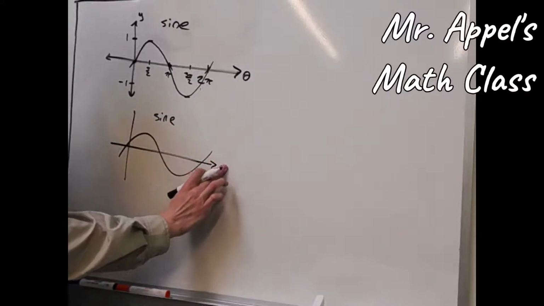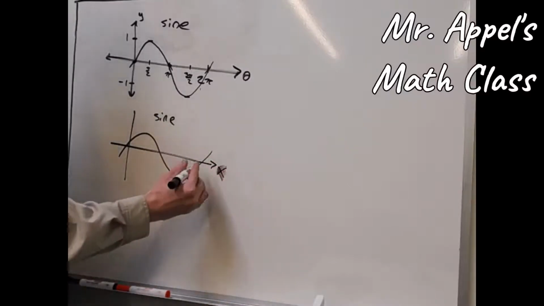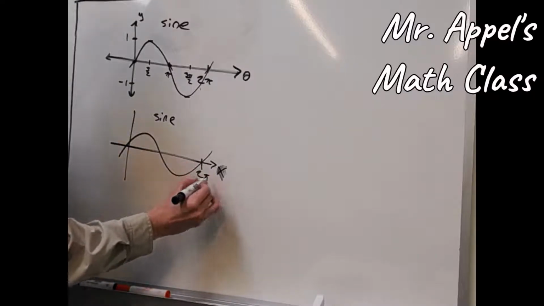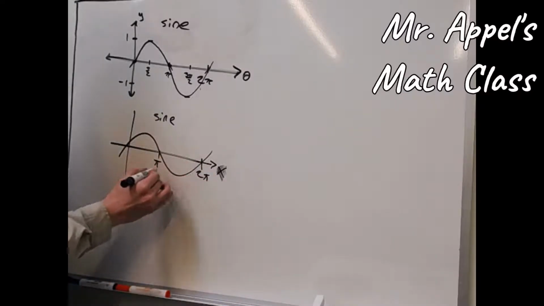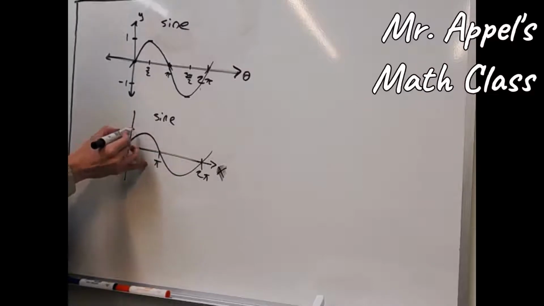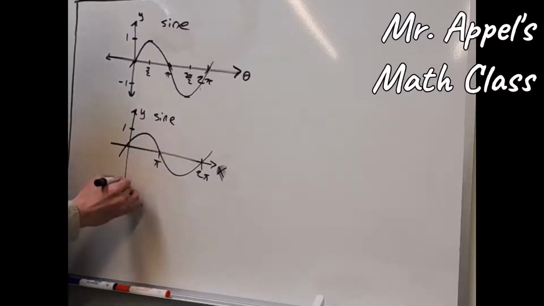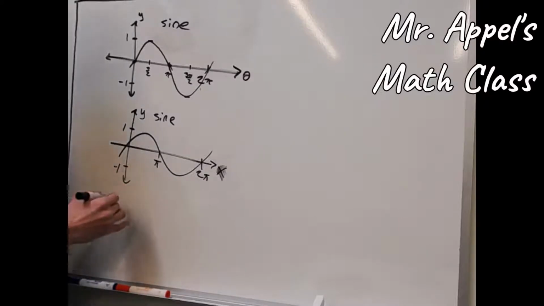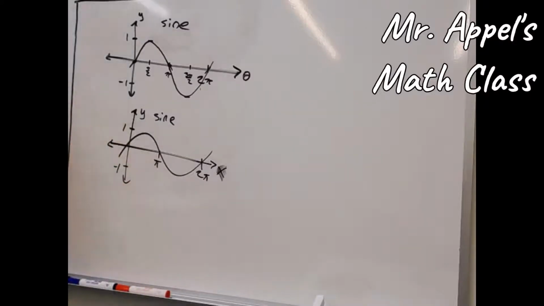All that theta or x, whatever your independent variable is. And now go back and mark, that's 2 pi, this is 1 pi, up here is 1 on my y-axis, and here is -1. That's way easier, don't you think?